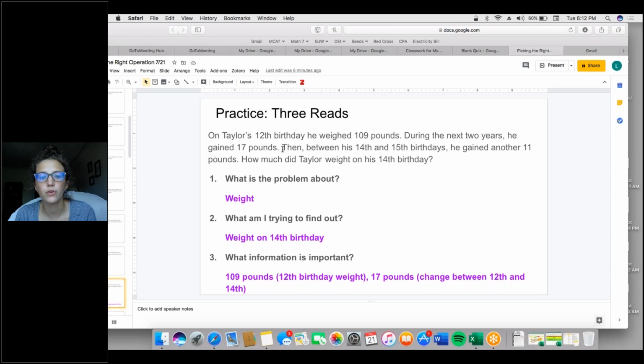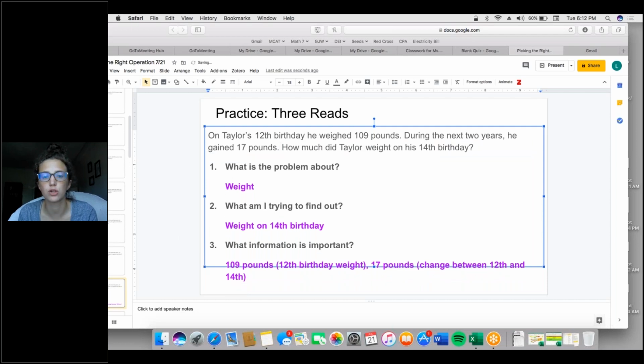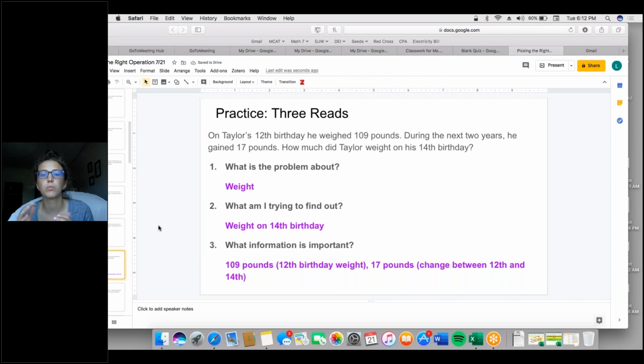No, this whole middle sentence here is not important because it's talking about something beyond his 14th birthday, which is not what we're interested in. It is excess information that is just there to confuse us. So when you see that, you can cross it out. I'm just going to delete it because that is not relevant to the problem. And that's why it's so important, because now I know the numbers that I'm actually going to be working with.